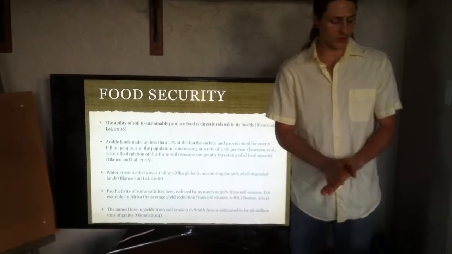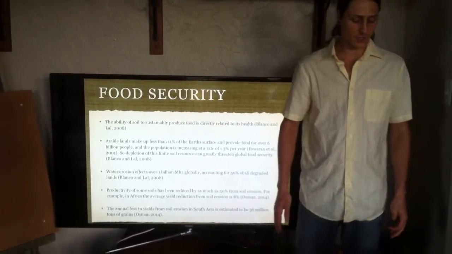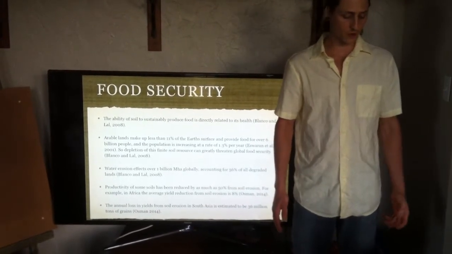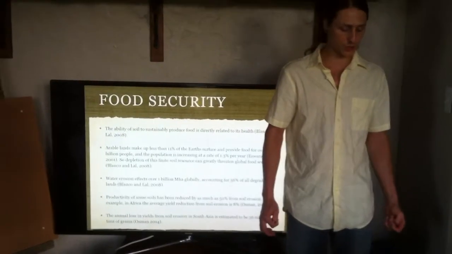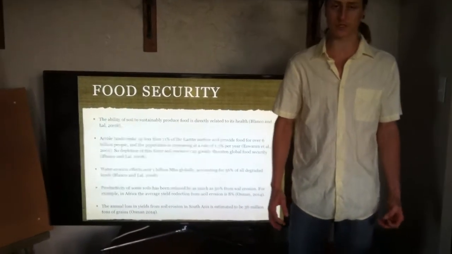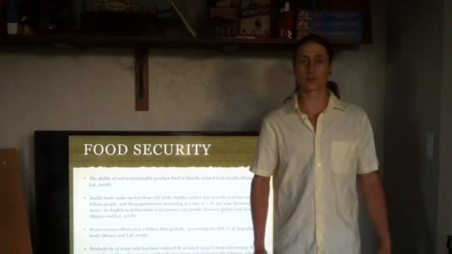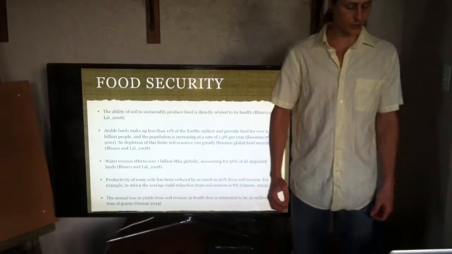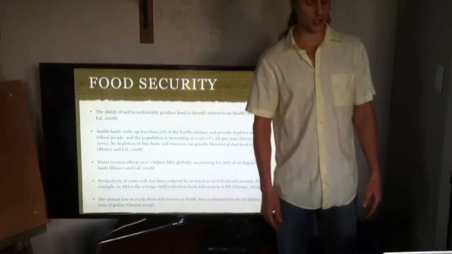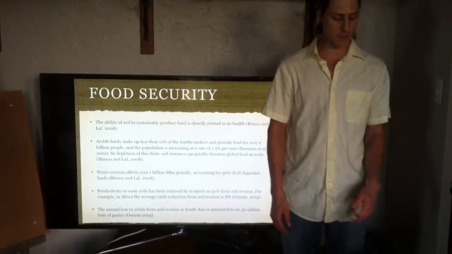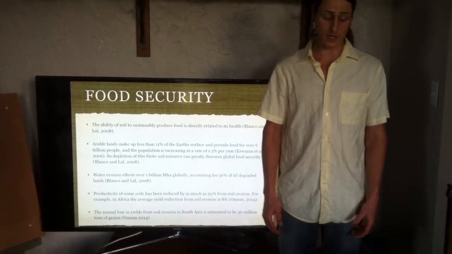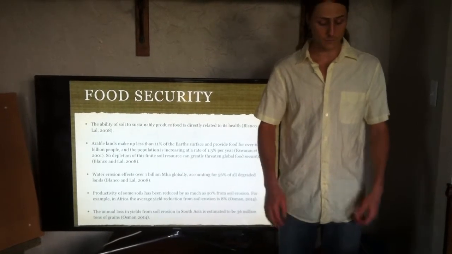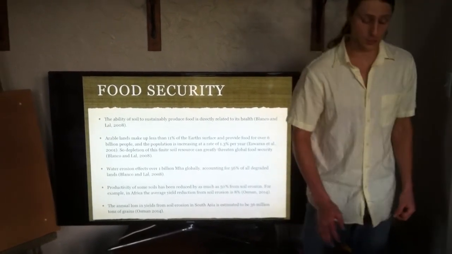Productivity of some soils has been reduced by as much as 50% from soil erosion. For example, in Africa, the average yield reduction from soil erosion is 8%. On a continental scale, that's huge. The annual loss in yields from soil erosion in South Asia is estimated to be 36 million tons of grains. And in economic terms, that's billions of dollars.